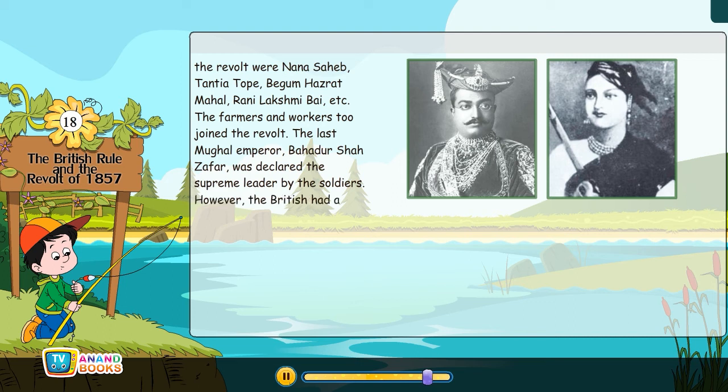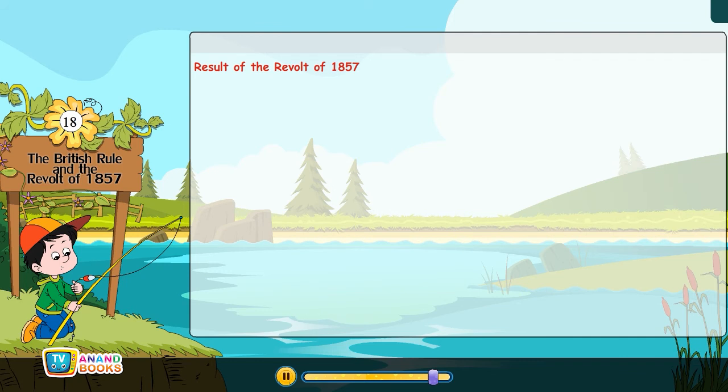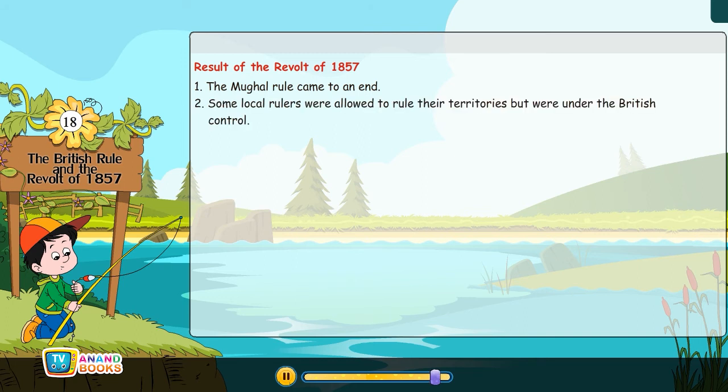However, the British had a larger army and better weapons. They crushed the revolt. Many Indian leaders and soldiers were arrested and executed. Bahadur Shah Zafar was arrested and sent into exile to Burma, now Myanmar. As a result of the revolt of 1857, the Mughal rule came to an end. Some local rulers were allowed to rule their territories but were under the British control.